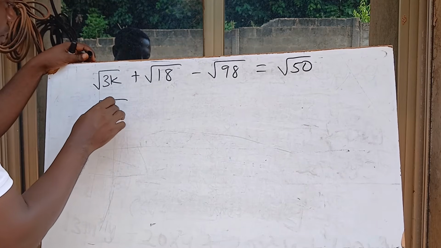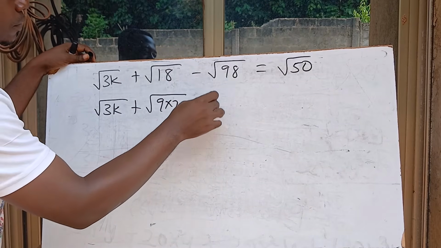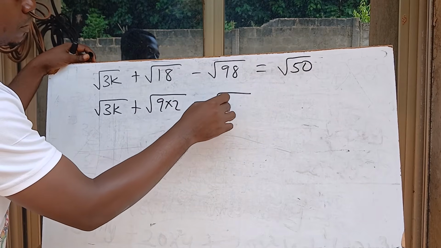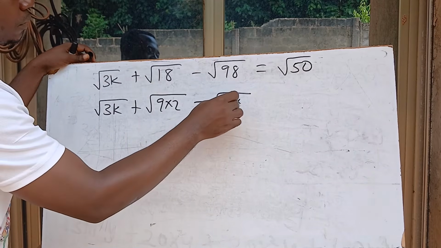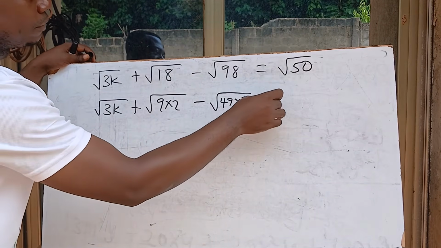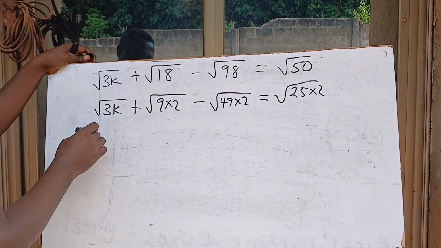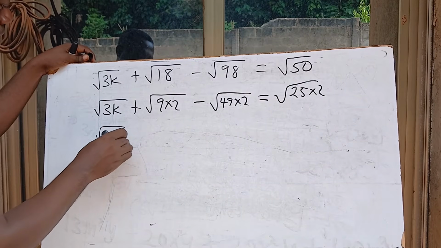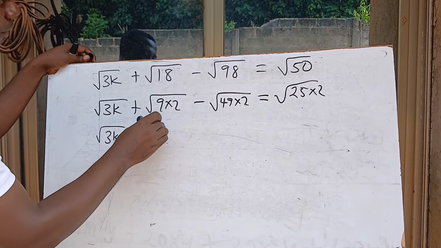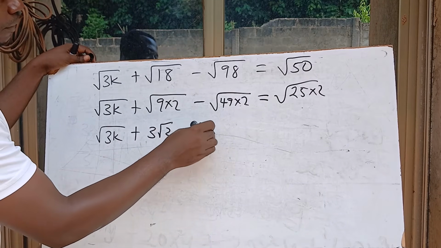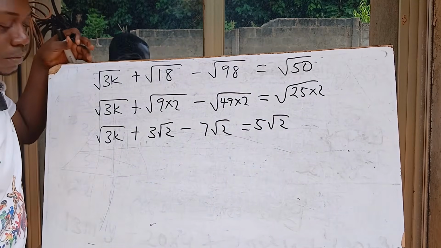So this side will be √3k. And we have √9 times 2, okay? And this one will be √49, okay? √49 times 2. And we have √25 times 2. So from here, this side will be √3k plus, so this side will be 3√2. And we have 7√2 equals 5√2, okay?